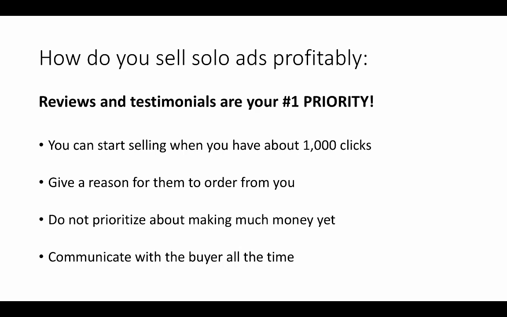Now, here's another trick. The first few rounds, when you're delivering the solo ads, go ahead and over-deliver. If they buy 50 clicks, send them 75 clicks. If they buy 100 clicks, send them 125 clicks. The key idea here is to over-deliver more than 10% of what they have purchased.